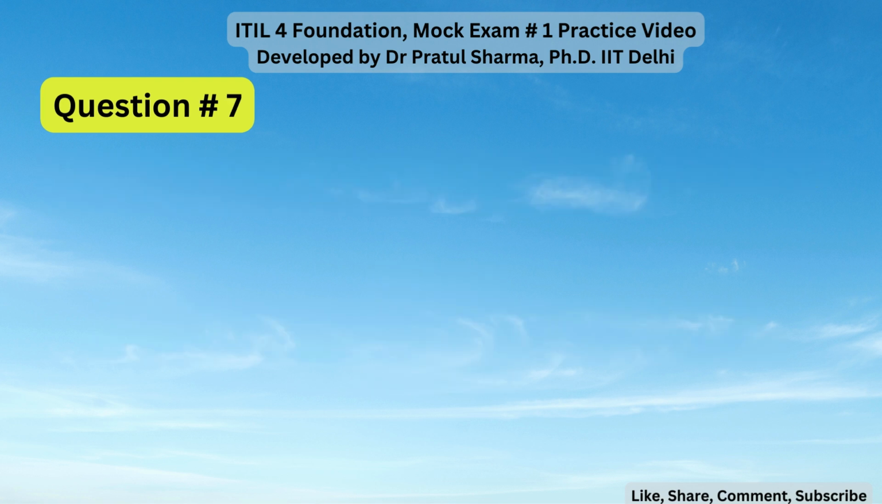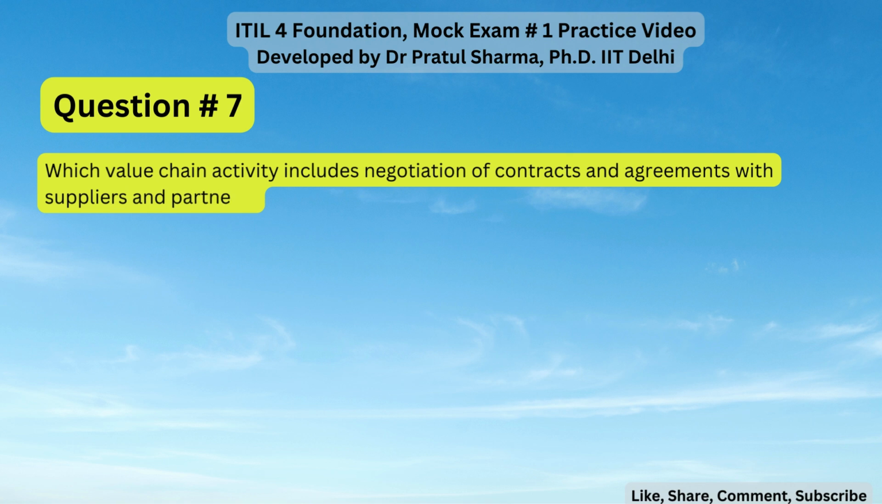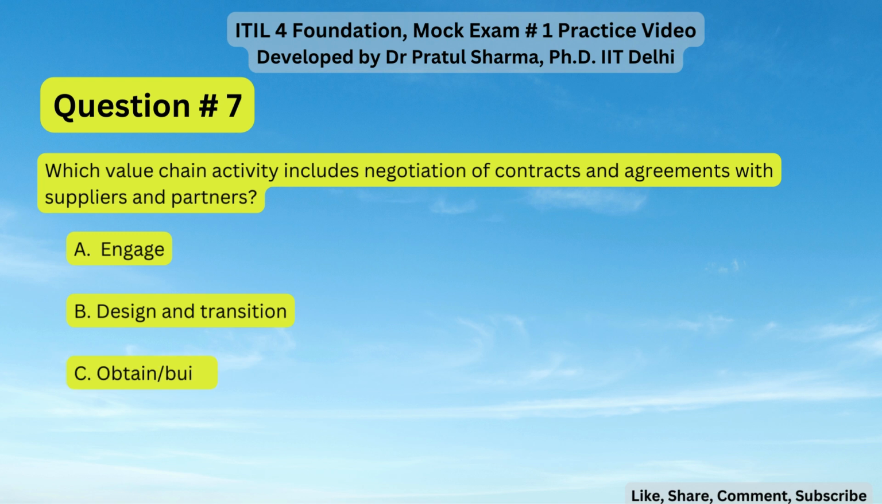Question number 7. Which value chain activity includes negotiation of contracts and agreements with suppliers and partners? A. Engage. B. Design and transition. C. Obtain, build. D. Deliver and support.